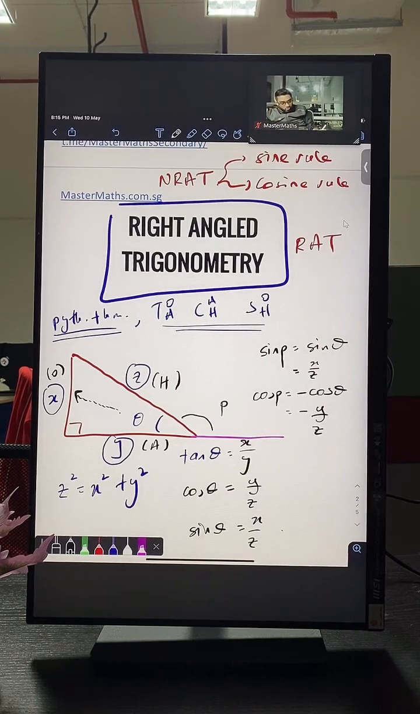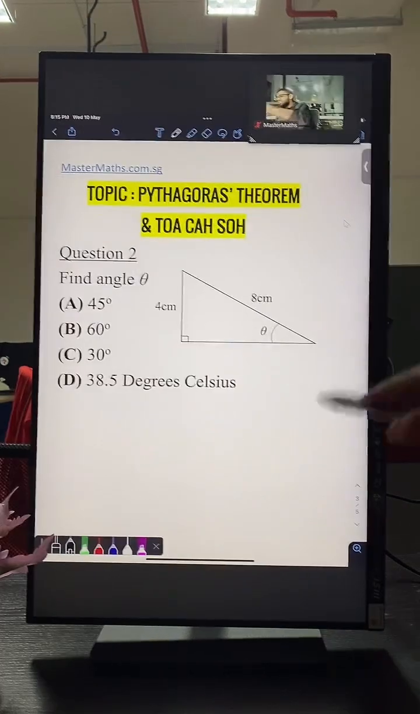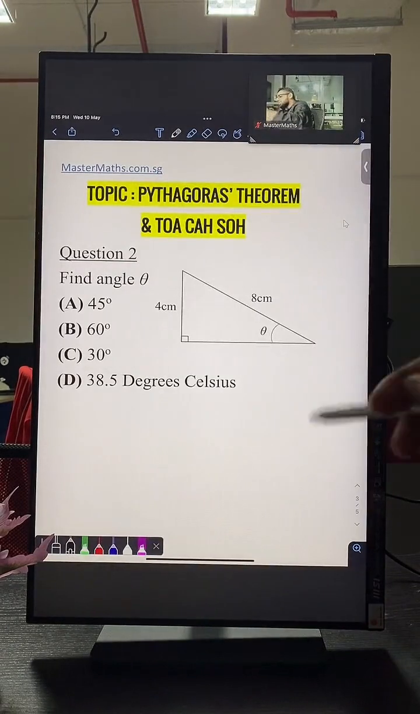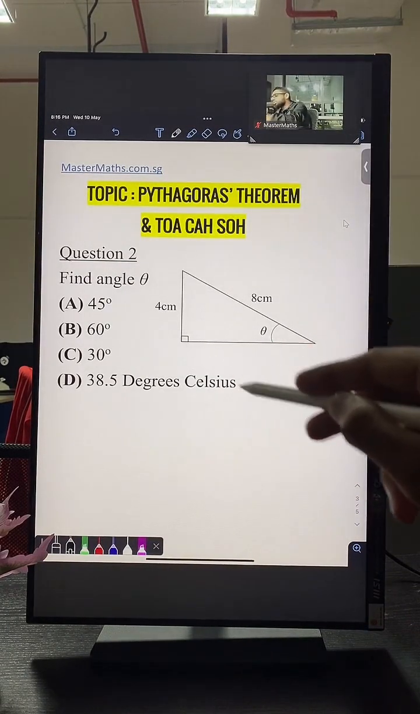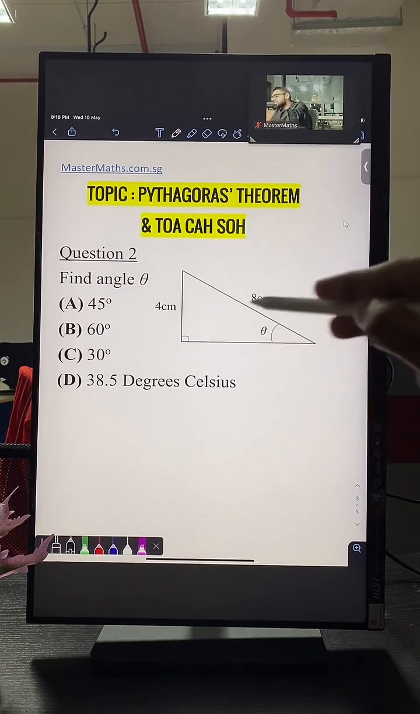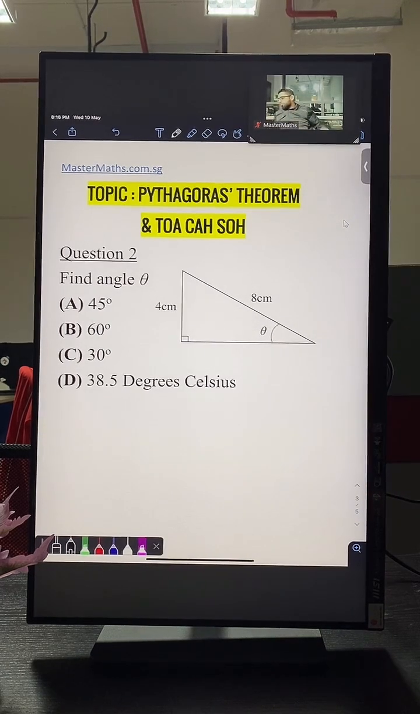Now, let's go on to the next question for today. Let's see whether you guys are able to answer this or not. Okay, A, B, C, D. Which is your answer? How do you find the angle theta? Now, those who just joined the live, Kopite King, Jimin, and everyone else, guys, please try this question 2 out.